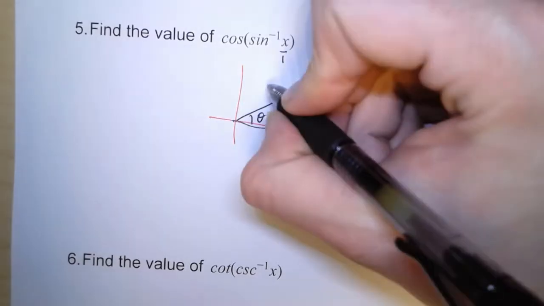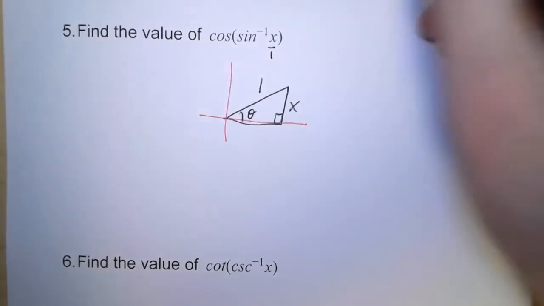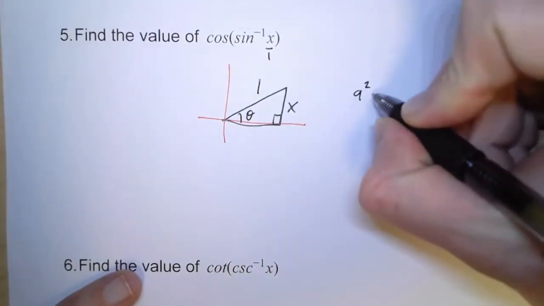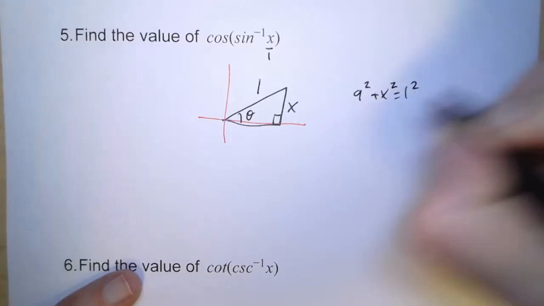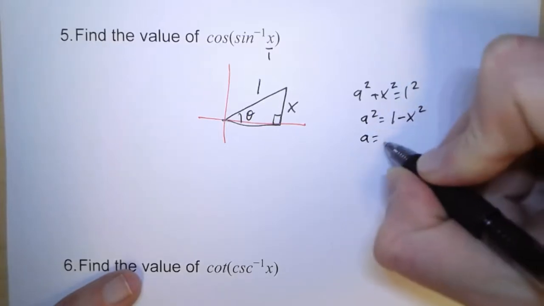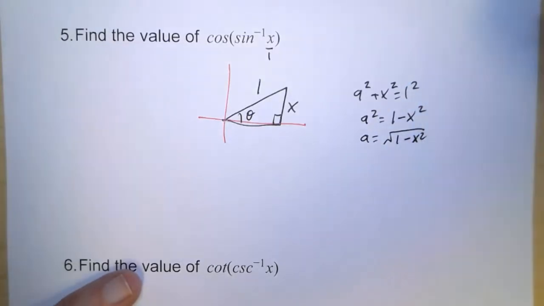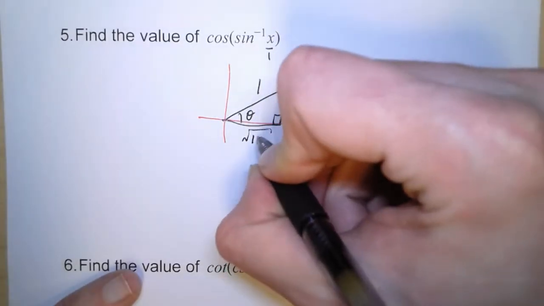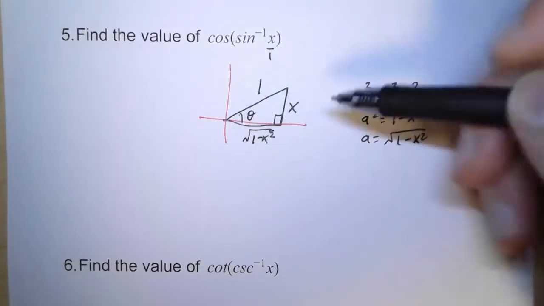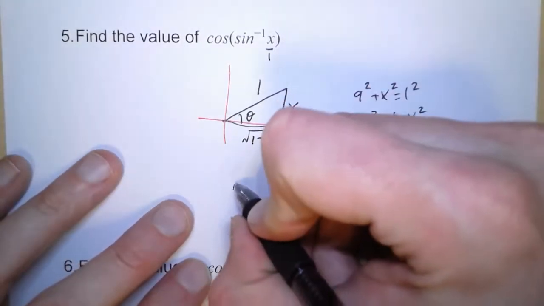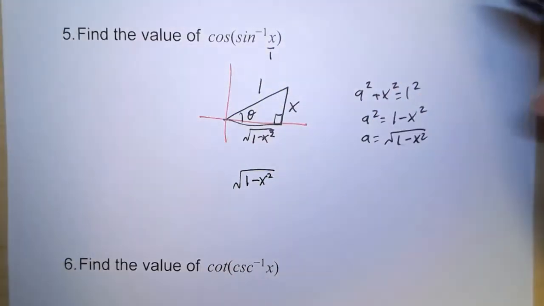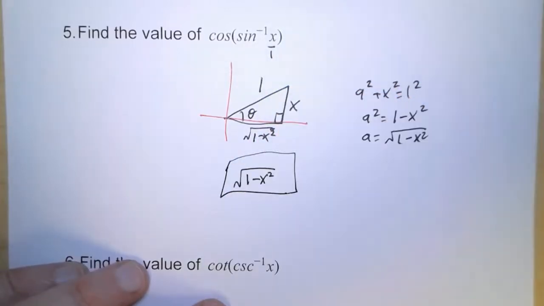So the opposite side is x, the hypotenuse is 1. If I want to find this side, I just use the Pythagorean theorem. A squared plus x squared equals 1 squared. So a squared is going to equal 1 minus x squared, and so a is going to equal square root of 1 minus x squared. And so that's the picture that we have. What we're asking for is, what is cosine of this? And cosine of this is square root of 1 minus x squared, all over 1. There's no need to put the over 1 part. Doesn't change anything.